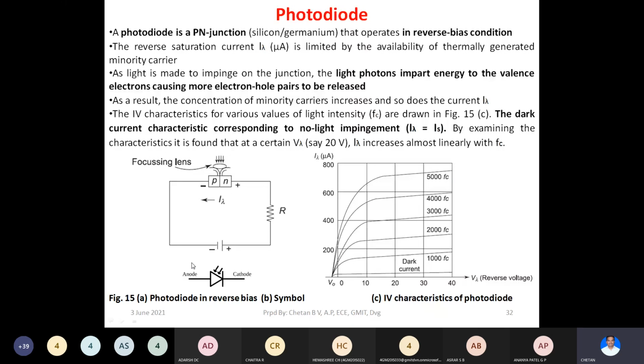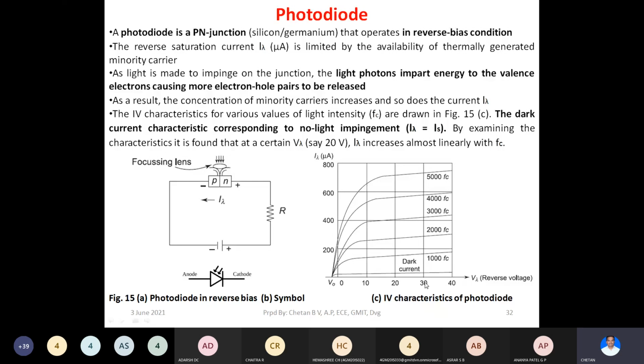Here you can see the symbol for this photodiode. You can see the same diode symbol, along with two arrow marks, right? The arrow marks are directed towards the diode, which means this is a light sensitive diode which works on the fall of light. So the direction of the arrow marks is very important. These two small arrow marks are directed towards the diode, which means that when light falls on this diode, it will start conducting, right?